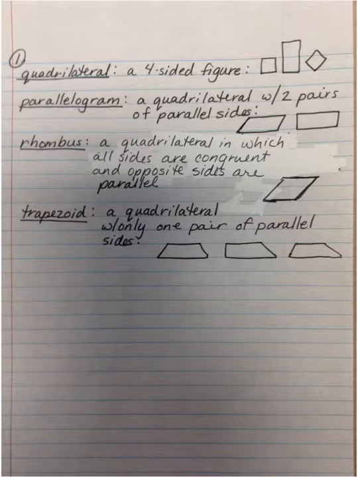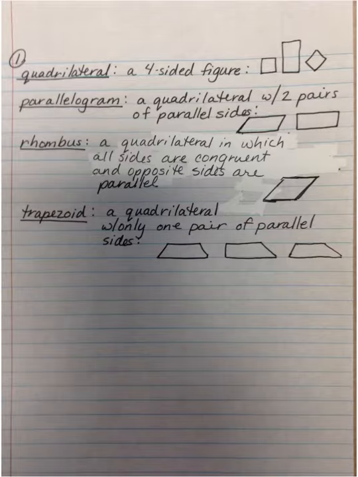There are basically 4 terms that you really need to understand in order to figure out area. One is quadrilateral, which is a 4-sided figure. And so you could have a square, a rectangle, a rhombus, it could be a diamond, it could be a trapezoid. As long as it is a 4-sided figure, it's a quadrilateral.